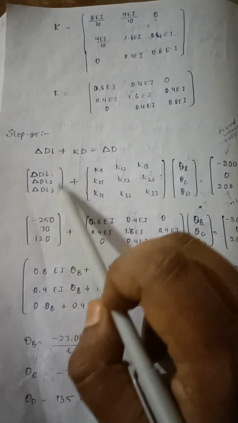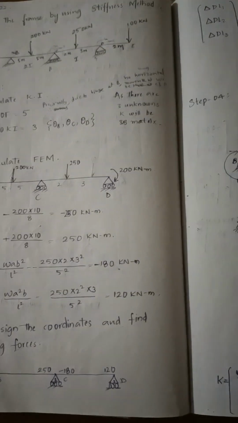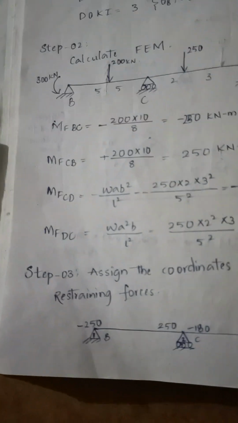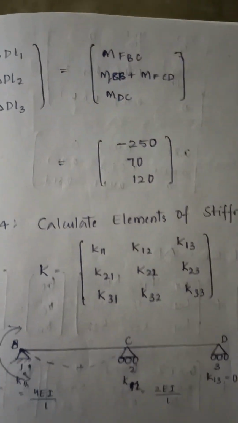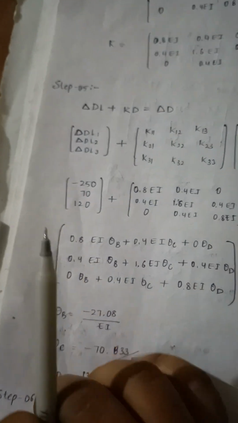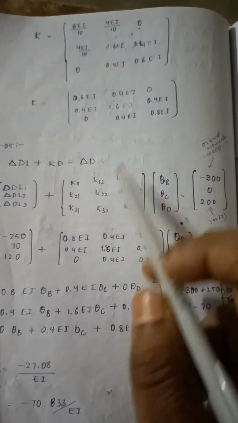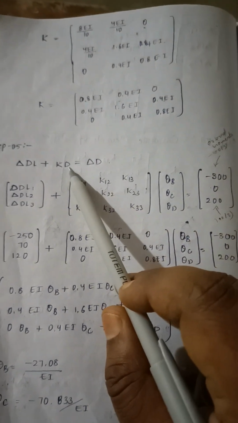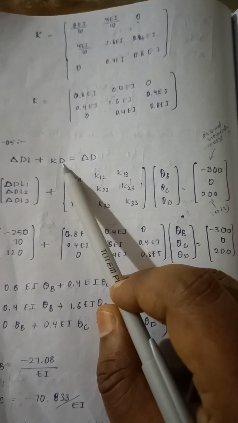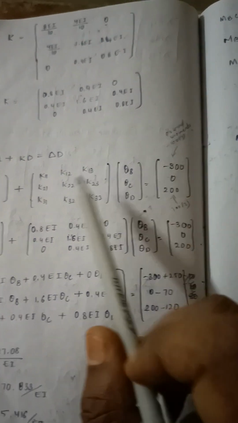So what are these values? These are nothing but restraining forces which we have calculated in step 3. Now these are delta DL1, delta DL2, delta DL3. Next, K into D. K means stiffness matrix values. Already we have calculated here. Substitute all the values. Then D is nothing but unknown displacement, theta B, theta C, theta D, which is equal to minus 300.